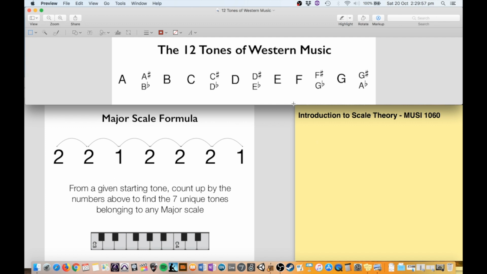Now the first thing we're going to look at before we open up a project and apply this in practice is some of the more conceptual theory underpinning scales and melody. And we're going to start here with the 12 different tones that we have available in Western music. And so to start, there's just a few different things to explain.